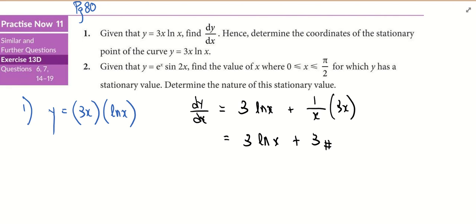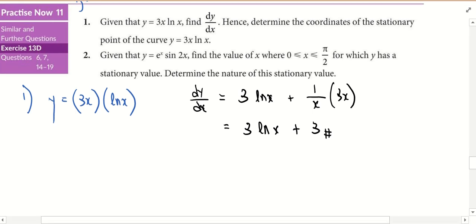Okay, in question 1, are we required to find what kind of stationary point? No need. They just say determine the coordinates. That's all. Alright? So no need to go and find. So let us solve for dy dx is equal to 0. Why? Because we have stationary point.